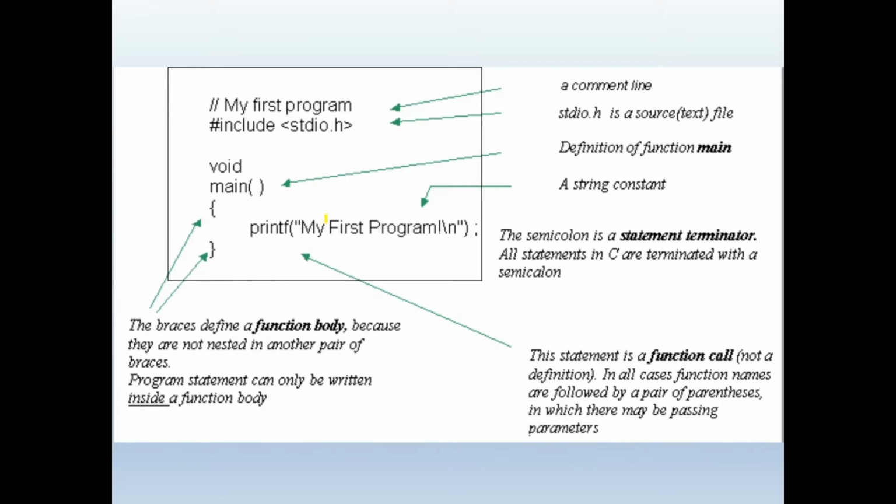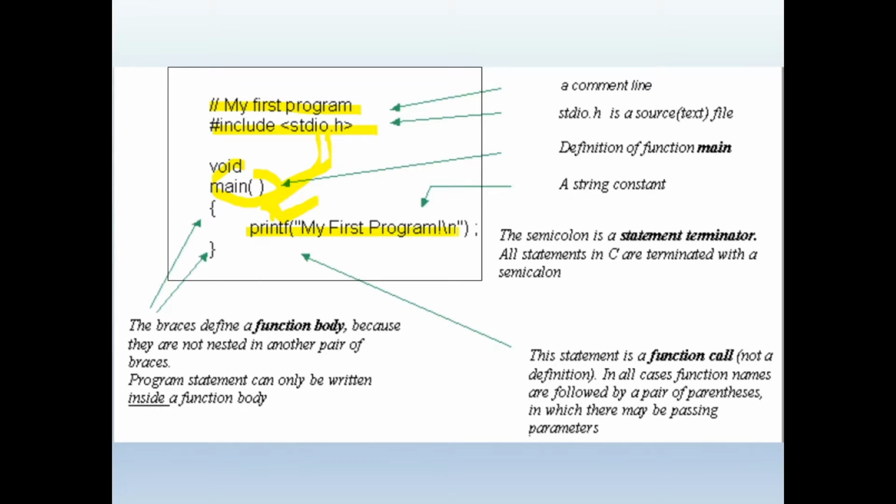The same thing I've written in another program. This is my comment part. Now I've written this stdio.h file because the code of printf is present in this file. So stdio.h is the source text file, and the definition of the function main is here. The code for printf is present in the stdio.h file. .h stands for header file, std stands for standard, i for input, o for output, and .h for header file. All .h files consist of the code of some of the functions which you require, and this is the main function, the definition of the main function, the code for the main function.